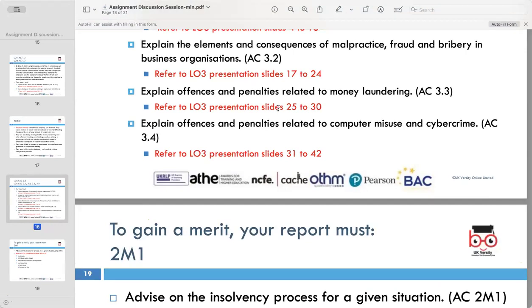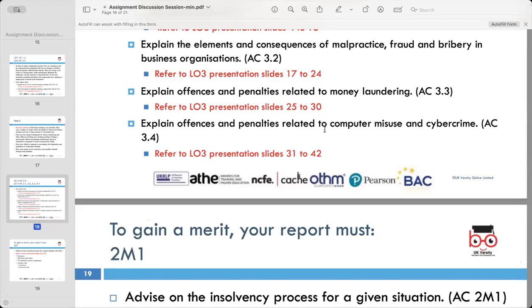explain the offenses related to money laundering. Discuss activities and transactions that constitute money laundering and the legal consequences. Explain offenses and penalties related to computer misuse and cybercrimes, 3.4. So here you can refer to learning outcome 3 presentation, slides 25 to 30.